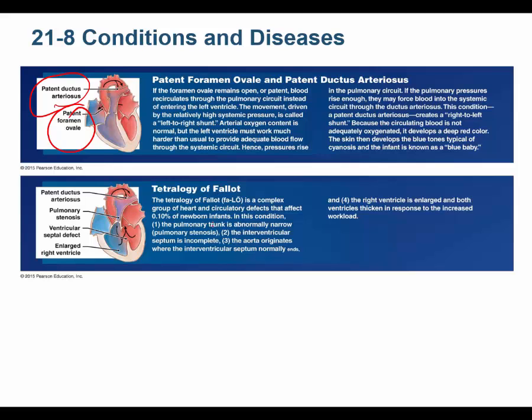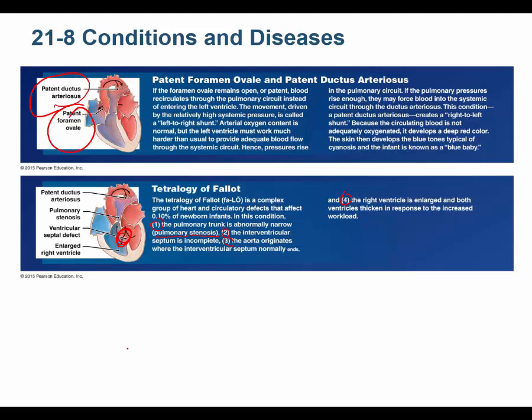Tetralogy of Fallot is 4 conditions. You've got pulmonary stenosis. Where is that? Here's 1, 2, 3, 4. That's why it's called tetralogy. Number 1 is pulmonary stenosis. It says it right there, pulmonary stenosis. And then it explains what that means, an abnormal narrow pulmonary trunk. The interventricular septum has a hole in it. You can see that right there. That's part of the tetralogy of Fallot.